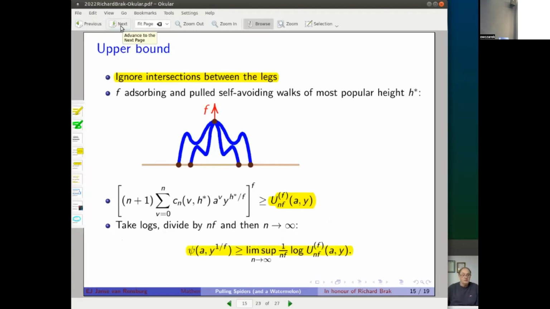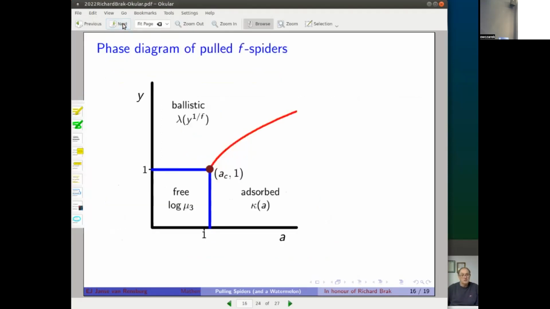And so putting this together with the lower bound shows the existence of the free energy, and from that you can get the phase diagram. So there is a ballistic phase, a free phase, and an adsorbed phase, and then there is this red line of first order phase transitions separating the adsorbed and ballistic phases. Transitions between the free and ballistic and free and adsorbed are presumably continuous transitions, although I don't think that is known.